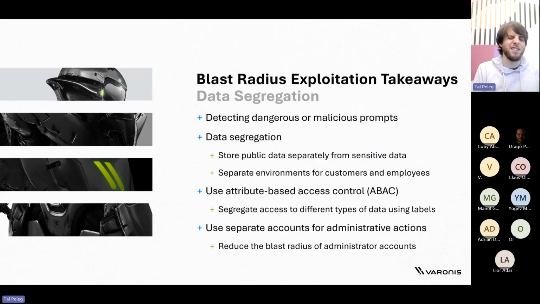What can we do to reduce the blast radius? Well, first of all, we can detect dangerous or malicious prompts that might be exposing sensitive information. And another important thing is data segregation. Public data should be stored separately from sensitive data, and separate environments should be used for customers, where you want single sign-on, for example, and environments for employees, where you probably have sensitive data and internal company information.